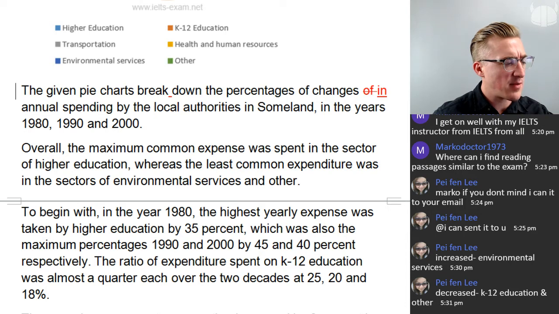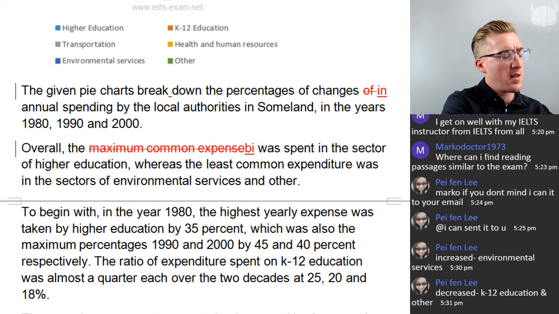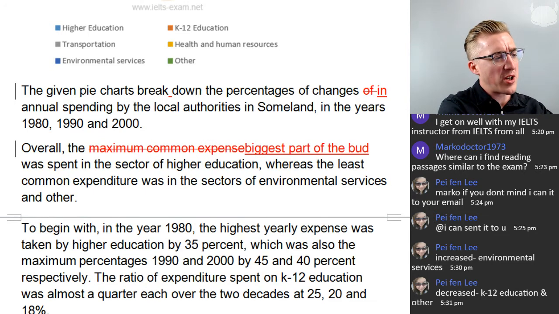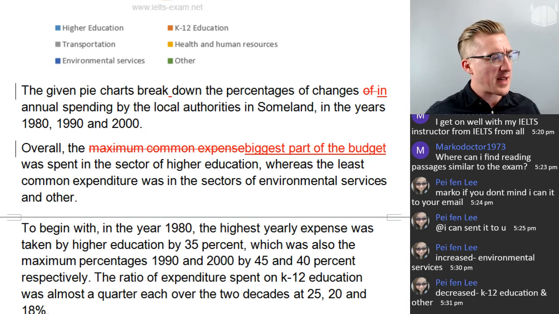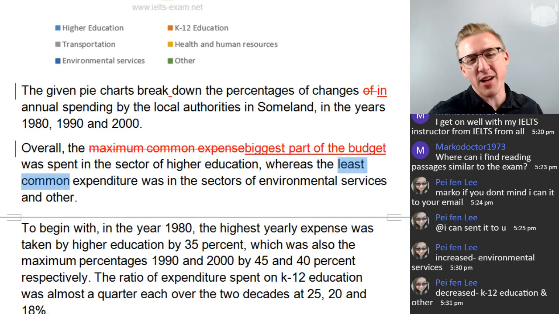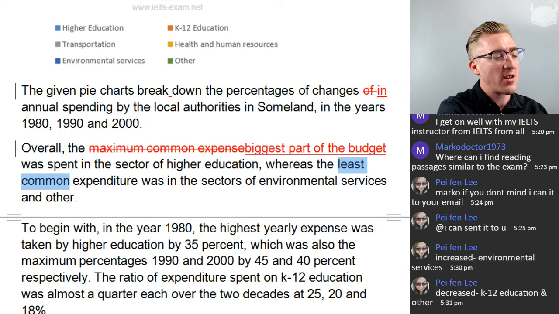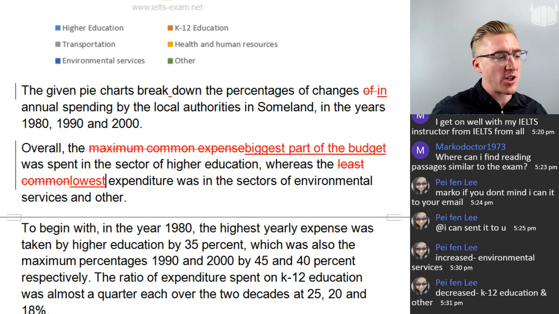Let's see, the maximum. The biggest part of the budget was spent in the sector of higher education, whereas the least common expenditure was in the sectors of environmental services and other. Okay. Least common, it's not really about the frequency, right? It's not about the commonality of the expenditure. Let's say the lowest expenditure.